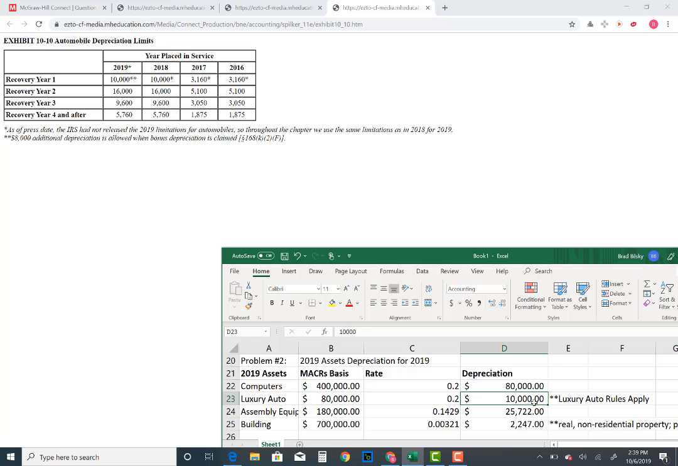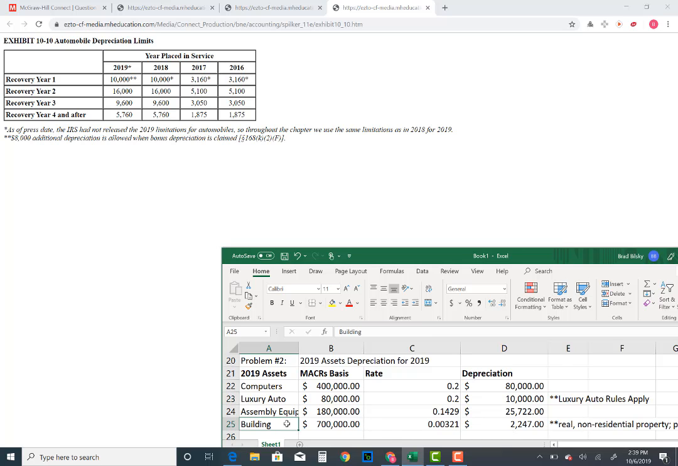All right, we can only take 10 of that because these luxury auto rules apply to that piece of equipment. So keep that in mind. If you buy a typical car like a Honda Civic, you're not going to have that issue. But if you buy one of these expensive cars, a Mercedes or Lexus, then you're going to have to think back to all the limitations and rules involving luxury cars, which gets quite complicated. I'm not going to go through the details of all that, but I just wanted to reiterate that point. If it is a luxury car, a little bit different rules do apply.